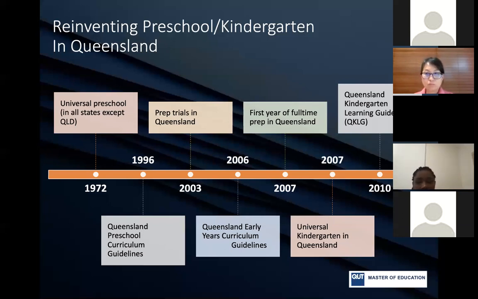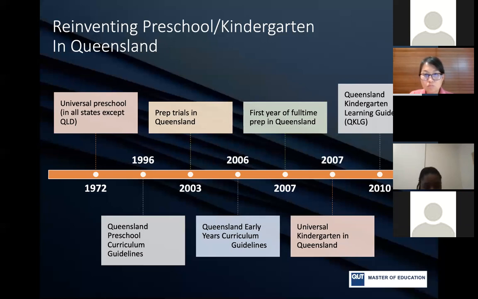So a universal kindergarten year was also introduced in 2007. I've got a bit of a timeline there just to lay it out so you can see it. It wasn't until 2010 that the Queensland Kindergarten Learning Guideline was introduced. This is the formal curriculum guide used in many kindergartens in Queensland.